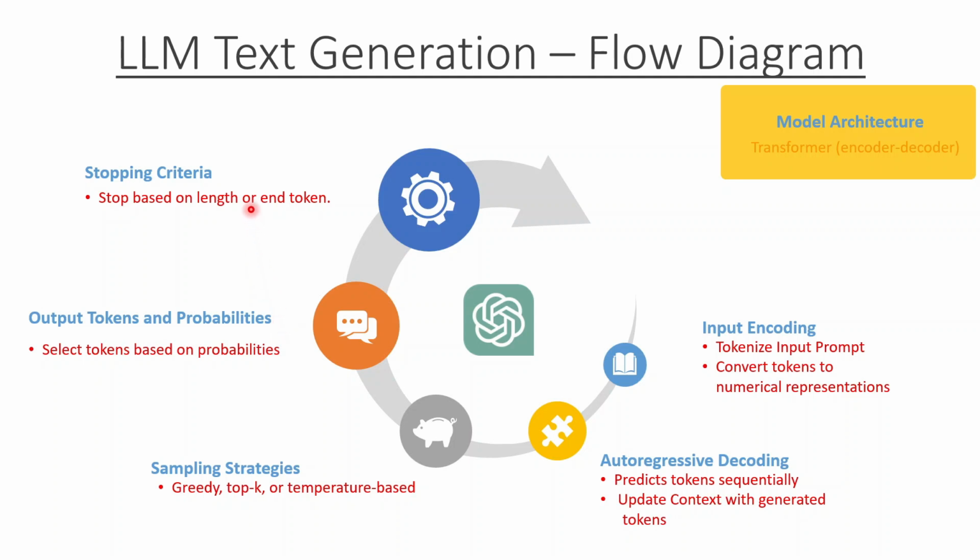And the fifth one is the stopping criteria. Decoding continues until a predefined stopping condition is met. Example, reaching a maximum length or generating an end token. And the final output is the sequence of tokens generated by the model.